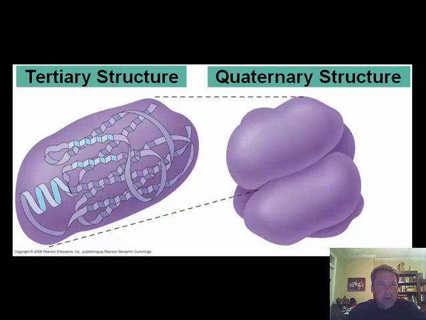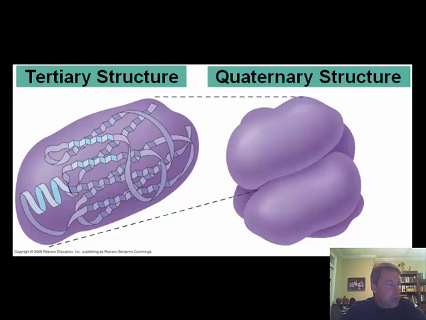Let's see, I think we had an example of one. So certain fibers are made up of proteins that are twisted together to make a quaternary structure there.